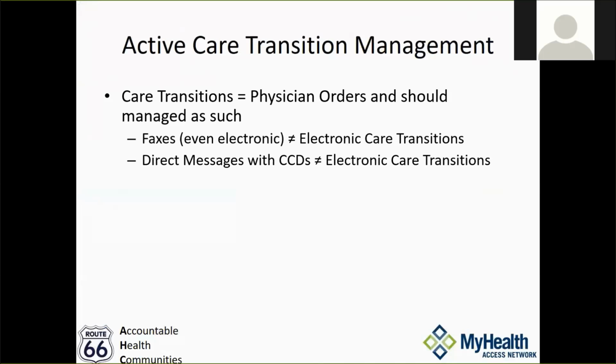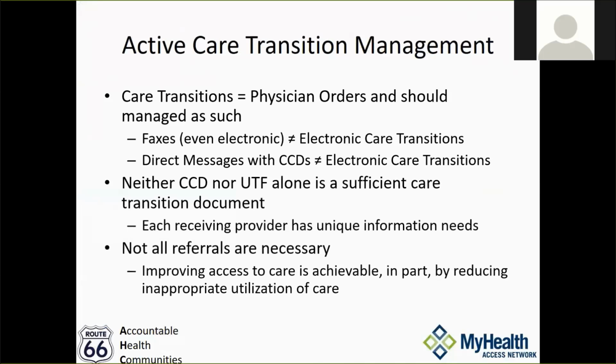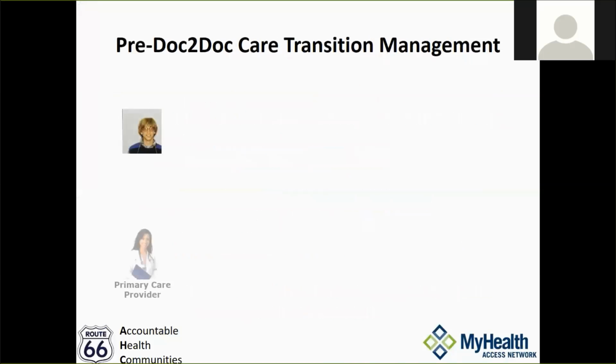So we don't do this over fax, we don't do this over secure email. We do this in an electronic order system so that we can actually keep track of the open and closed loops and understand how many have been open and closed. And so we did a community study in our community early on to develop that system, and we showed in a cluster randomized controlled trial that these electronic referrals were quite effective.